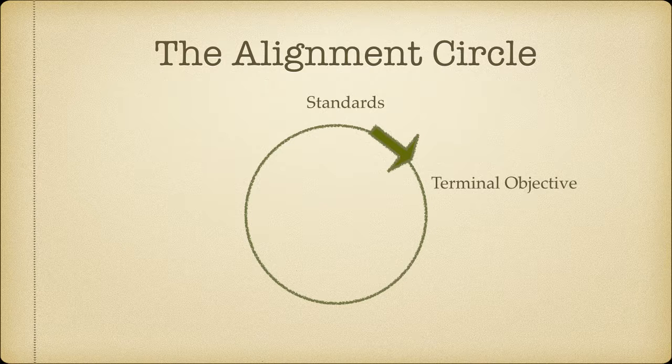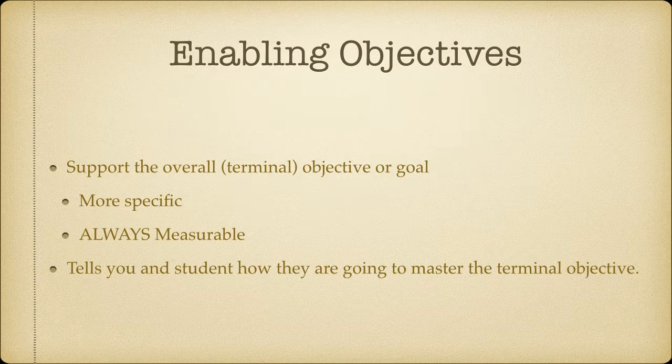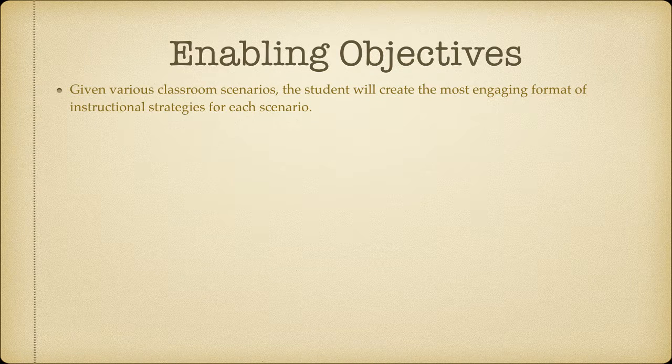So if we look here, we go back to the alignment circle. We've taken our standard. We've now developed the terminal objective. And if you recall, after we develop the terminal objective, we then have to develop the enabling objectives. Now, when we talk about the enabling objectives, they support the overall goal or the terminal objective. So they have to be measurable, and they're always going to be a little bit more specific than the overall. And it tells you and the student how they're going to master the terminal objective. So when I start thinking about my terminal objective, which is up top here, the student will create the most engaging format of instructional strategies for each scenario.